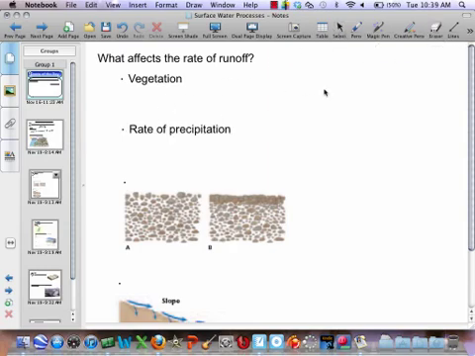The next one is the rate at which it's raining, or snowing, or melting. Again, common sense. If it's just a small little mist, you're going to get a little runoff. But if it's a downpour, you're going to get a lot of runoff. You would think, okay, that's so common sense, but you just don't think of listing it as one of the effects of runoff. But it really is the rate at which we're having precipitation.